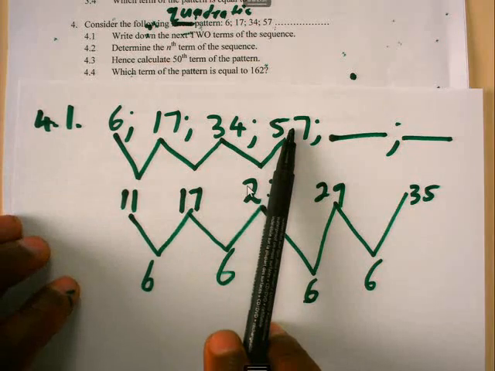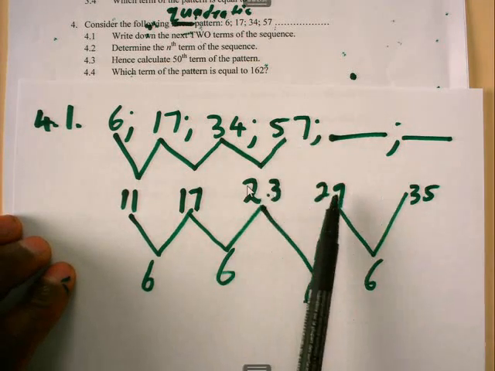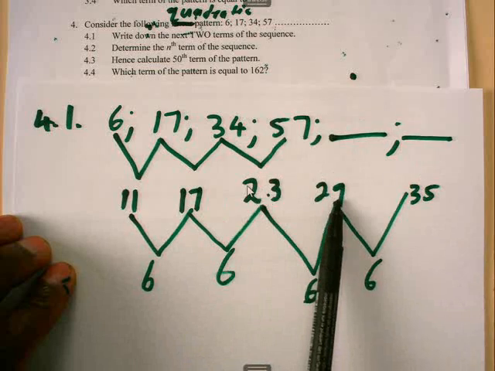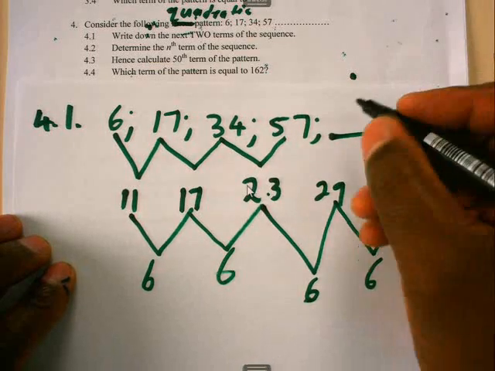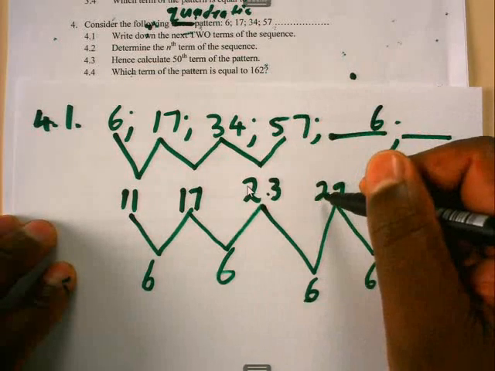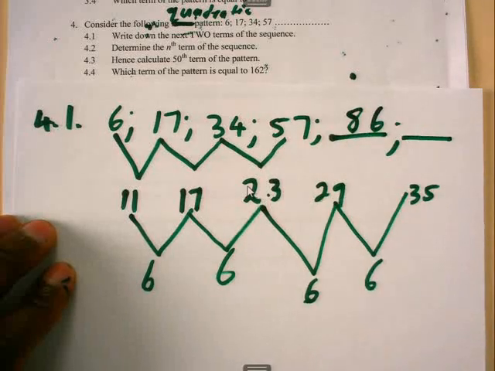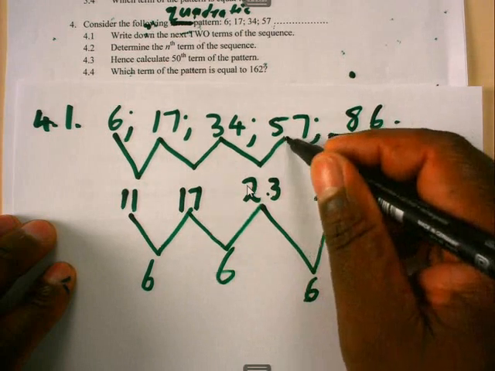Now we say 57 plus 29. Let's add them together. 9 and 7 will give you 16, carry 1, 5 plus 2 is 7, plus that one is 8. So the next term will be 86.